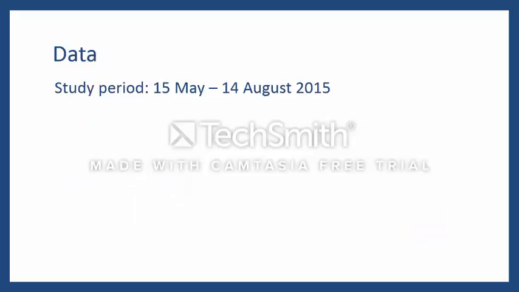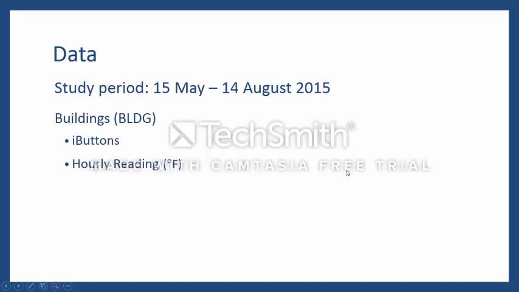So the data that we're using for this, ranging from the 15th of May to the 14th of August, last year I placed iButtons at a number of buildings and I set them to take an hourly reading. I put one at every roost building and then randomly selected a paired unused building within the same district, and that will make more sense when I show you the map.